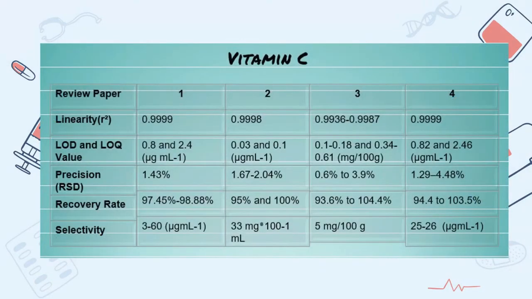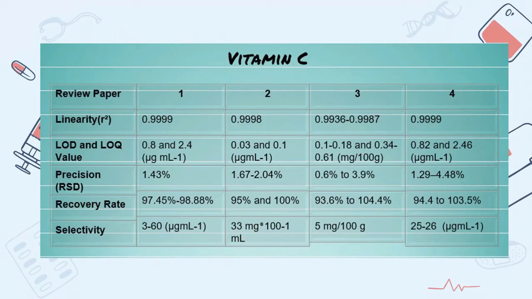Based on the second article, it is observed that the linearity is 0.9998. However, 0.9999 is shown in the linearity of article 4. For the limit of detection (LOD) and the limit of quantitation (LOQ), the result from article 2 shows 0.03 and 0.1 microgram per milliliter, while article 4 shows 0.82 and 2.46 microgram per milliliter. Besides that, relative standard deviation obtained from article 2 is 1.67 until 2.04%. In contrast, 1.29 until 4.48% is obtained from article 4.